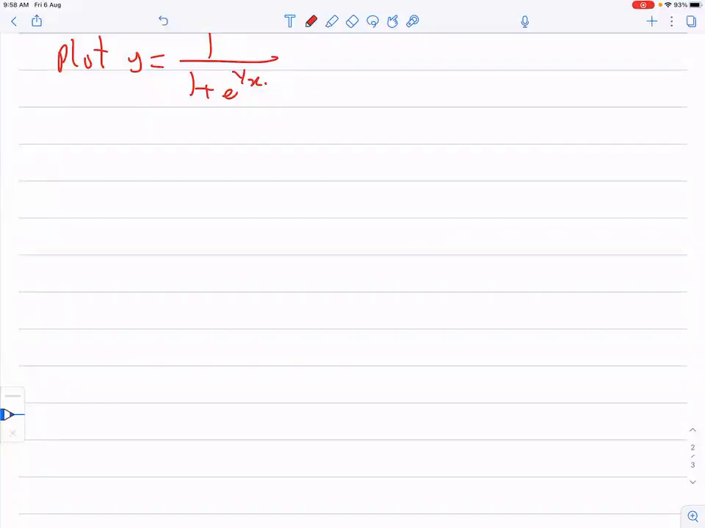Now, in this, one thing that I want to tell you is it's not an even function. It's not an odd function either. Okay. So the curve won't be symmetric about the y-axis.